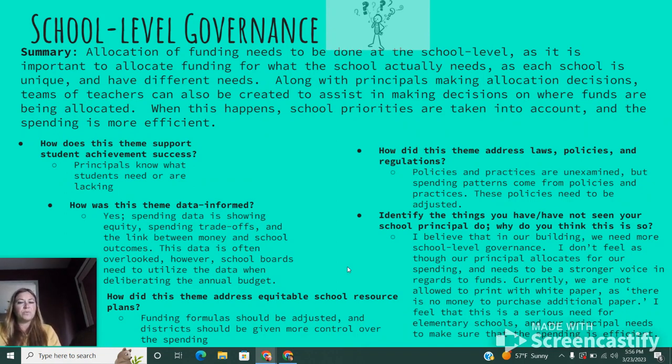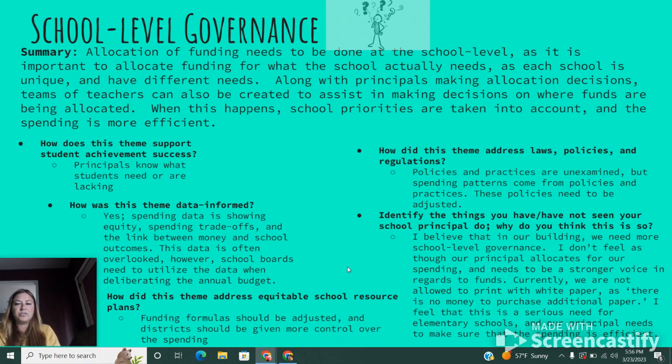How did this theme address equitable school resource plans? Funding formulas should be adjusted and districts should be given more control over their spending. How did this theme address laws, policies, and regulations? Policies and practices are unexamined, but spending patterns come from policies and practices. These policies need to be adjusted.